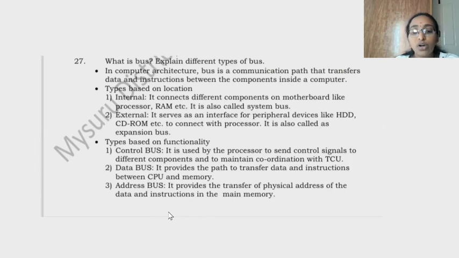So it is also called an expansion bus and is slower than the system bus. So your external bus will be working slower than your system bus. So your internal bus will work very fast compared to the external bus.